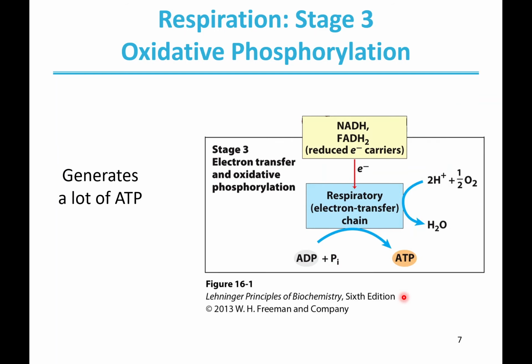And then finally, stage 3 is where those electron carriers, NADH and FADH2, go into the main respiratory chain or electron transfer chain in the mitochondrial inner membrane. And this produces lots of ATP. So this is the end goal for cellular respiration.